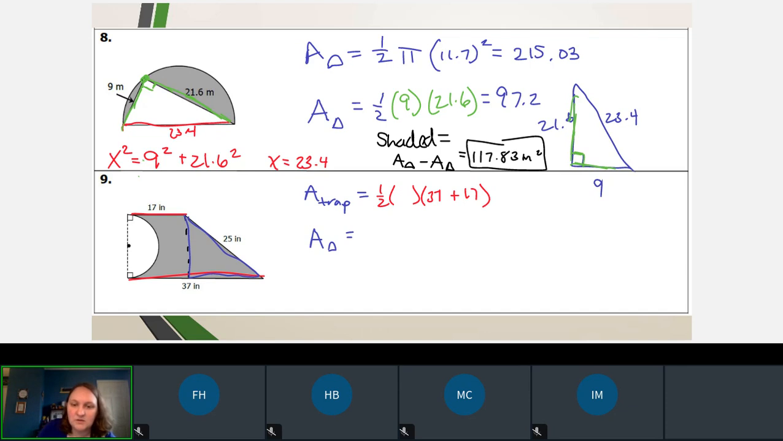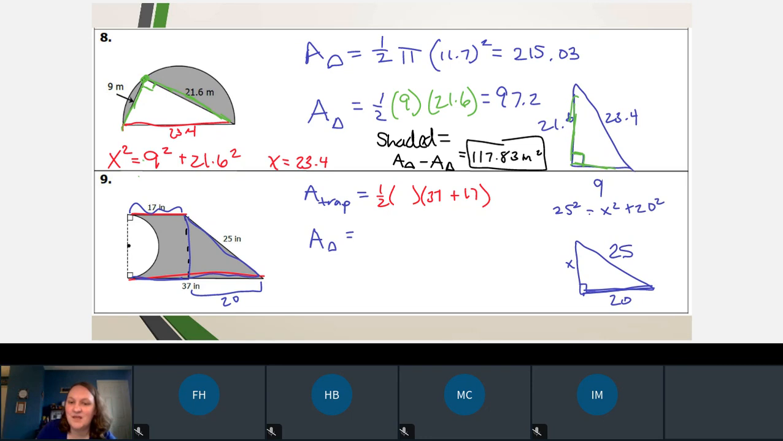So in that right triangle, the hypotenuse is 25. The height is what we're looking for. And well, what's the length of this side? Well, if this piece right here is 17, that means here is 17. So what's left? 20. So now I can find the height using the Pythagorean theorem. Hypotenuse squared equals leg squared plus leg squared. And you get 15 is the height. So if 15 is the height, then I can put a 15 here and find the area of the trapezoid. So the area of the trapezoid becomes 405.